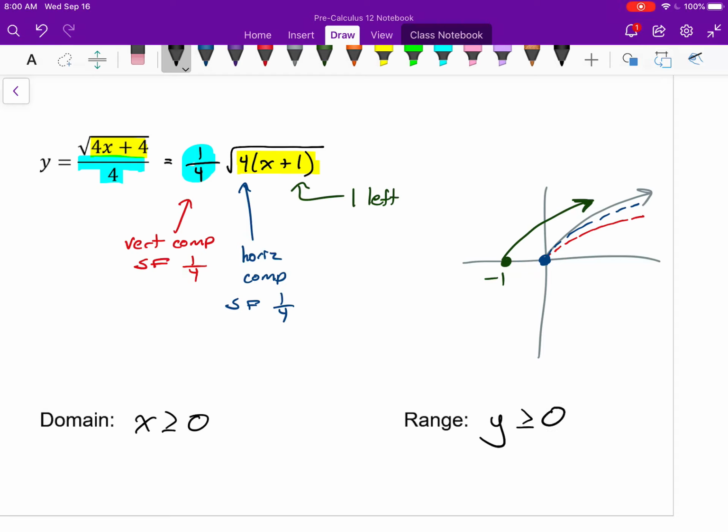And notice my range is unchanged. I did have a vertical transformation, but I just compressed it. And a radical function goes up forever. So yeah, I compress it, but it still goes up forever. I didn't reflect it. So therefore, the range didn't change.